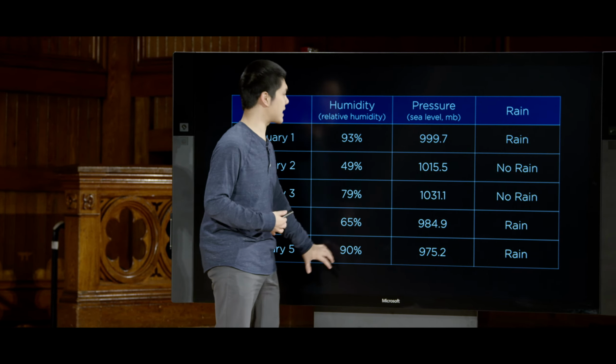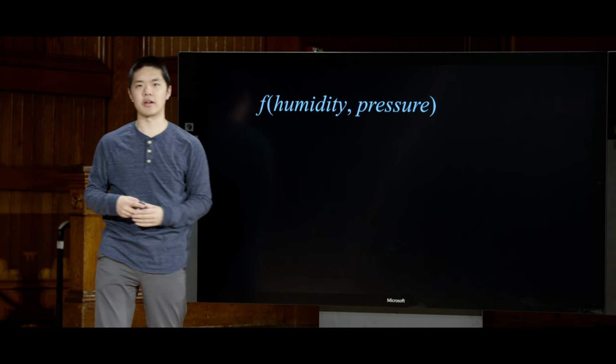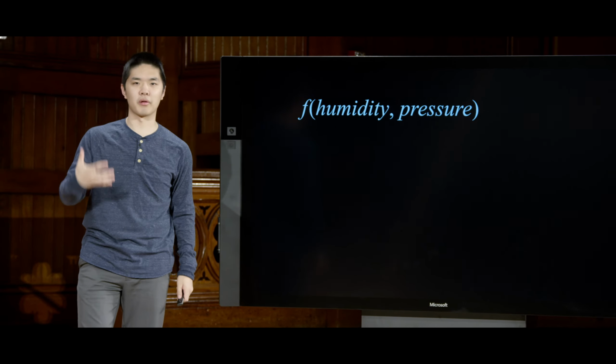Put a little bit more mathematically, you can think of this as a function that takes two inputs. The inputs being the data points that our computer will have access to, things like humidity and pressure. So we could write a function f that takes as input both humidity and pressure. And then the output is going to be what category we would ascribe to these particular input points, what label we would associate with that input.